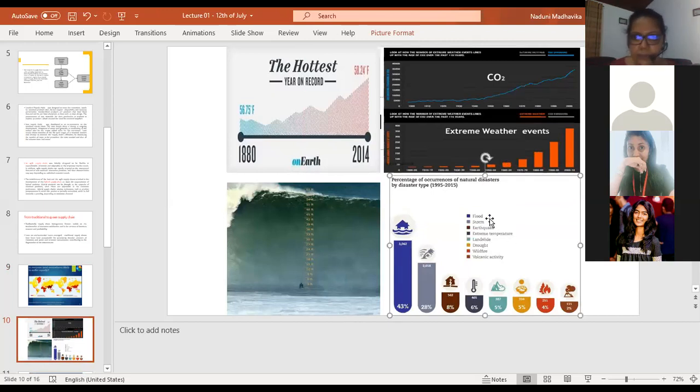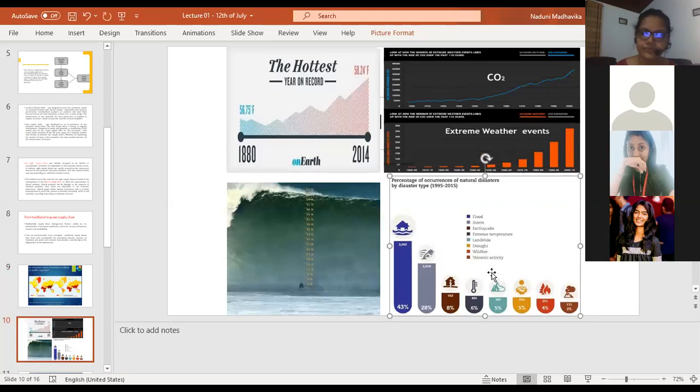Here, this is the percentage of occurrence of natural disasters by disaster type. Here it is mentioned flood, storm, earthquakes, extreme temperature, landslide, drought, wildfire, volcanic activity. All these are occurrences of natural disasters. The reason why this has happened is basically because of the traditional supply chain. They have been destroying the environment for so long, and now we are experiencing the effect of that.